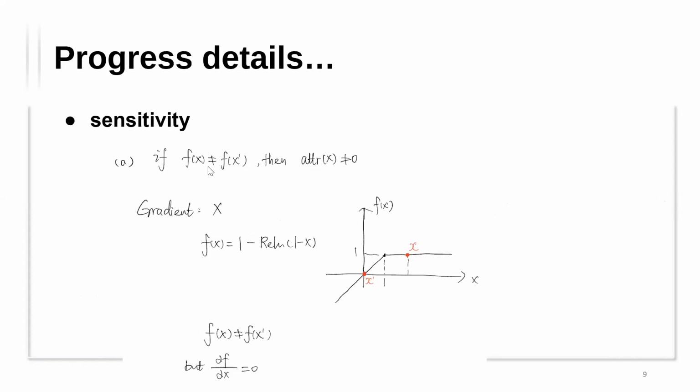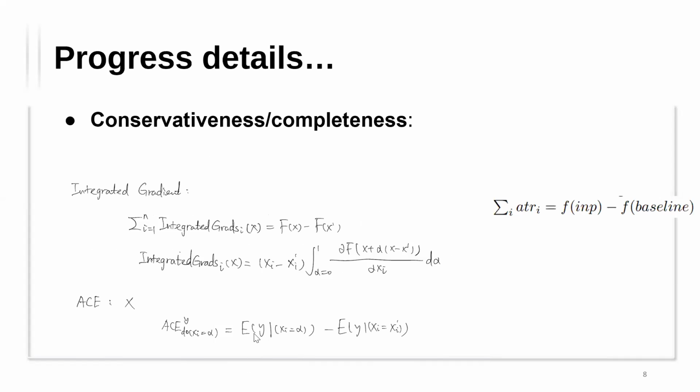So if fx is not equal to fx prime, then by definition the expectation of y when the input is alpha is not equal to the expectation of y when the input is the baseline. But it depends on the distribution of the other x. It also depends on xj, right? Suppose, yeah, I understand fx.